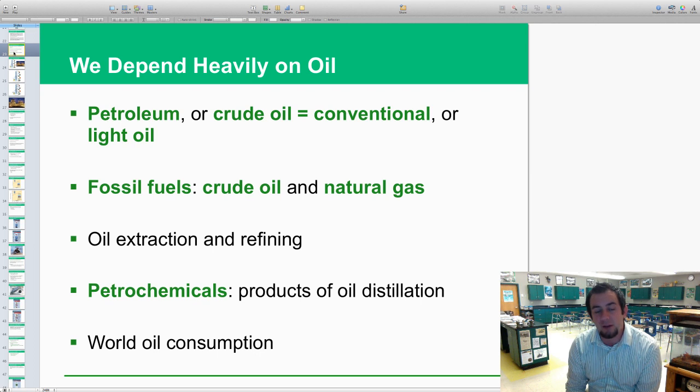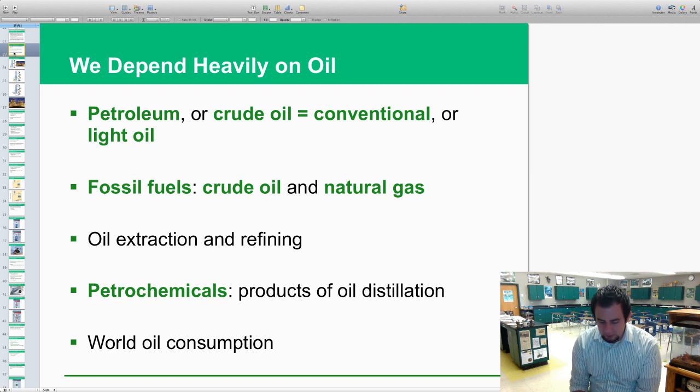Oil extraction and refining, we're talking about those processes here. In the process of extracting petroleum and fossil fuels, we actually get these things called petrochemicals, which are basically products of oil, made by distilling or refining the oil. We'll take a look at some of those in just a second.